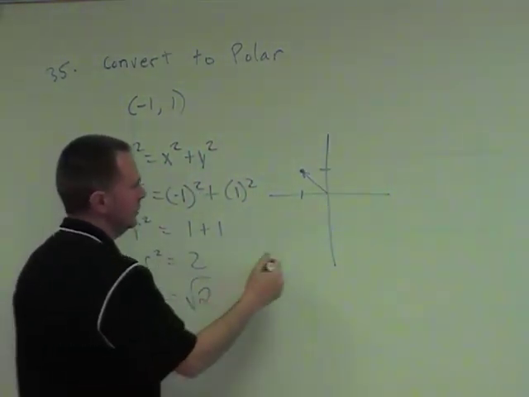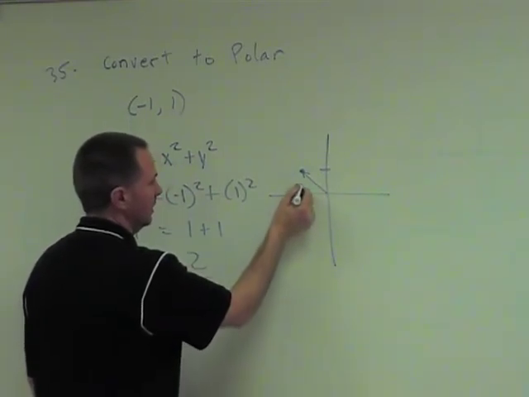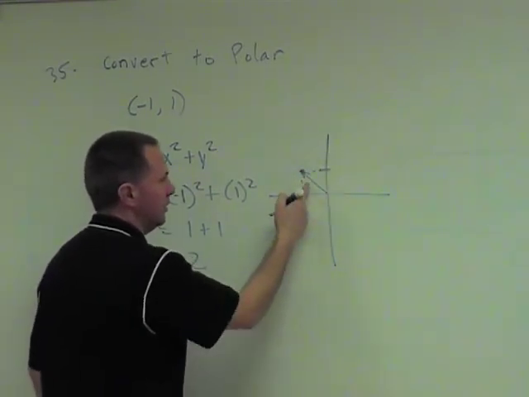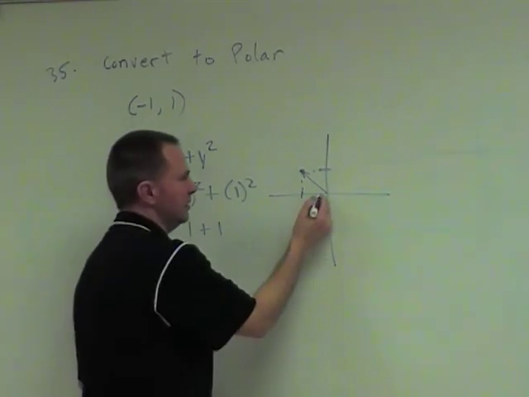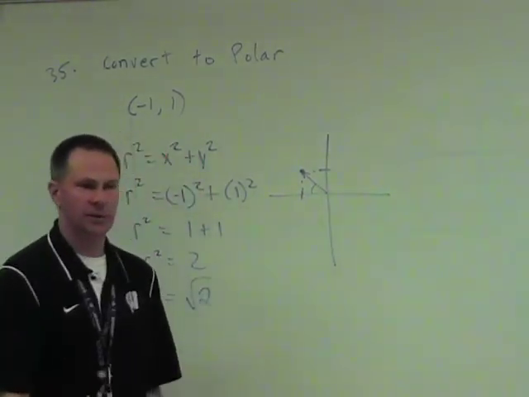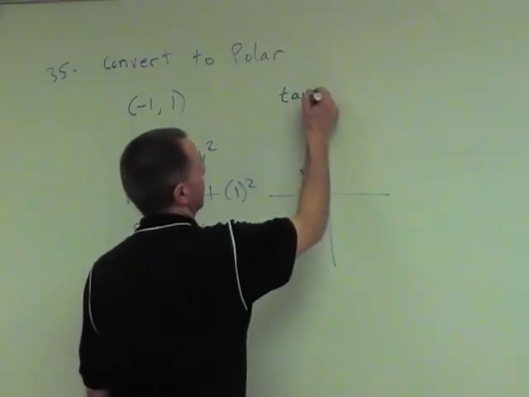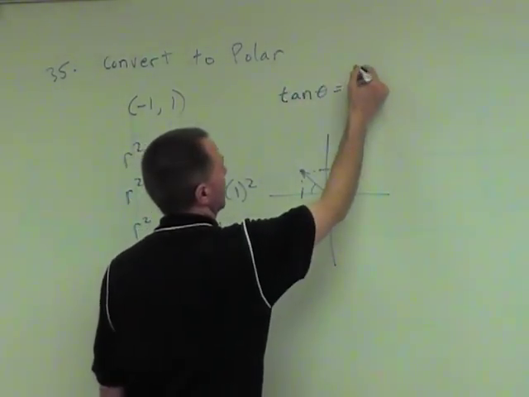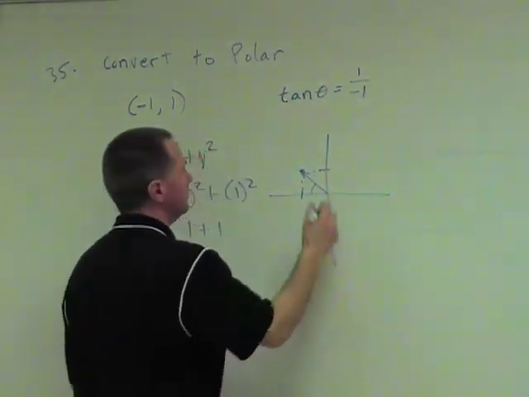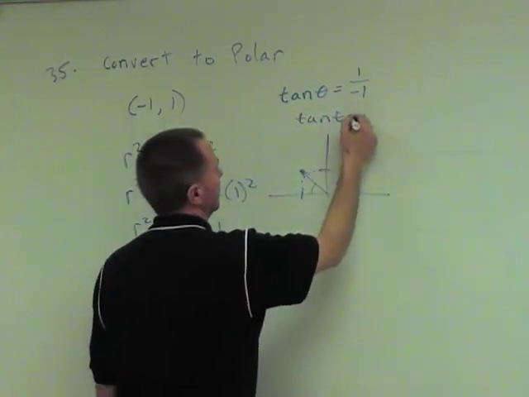Radius is radical 2. It's bigger than what this point is, which is about right. And then you should notice that this is a 45-degree reference angle, up 1 over 1. The tangent of theta is 1 over negative 1. Tangent of theta is negative 1.